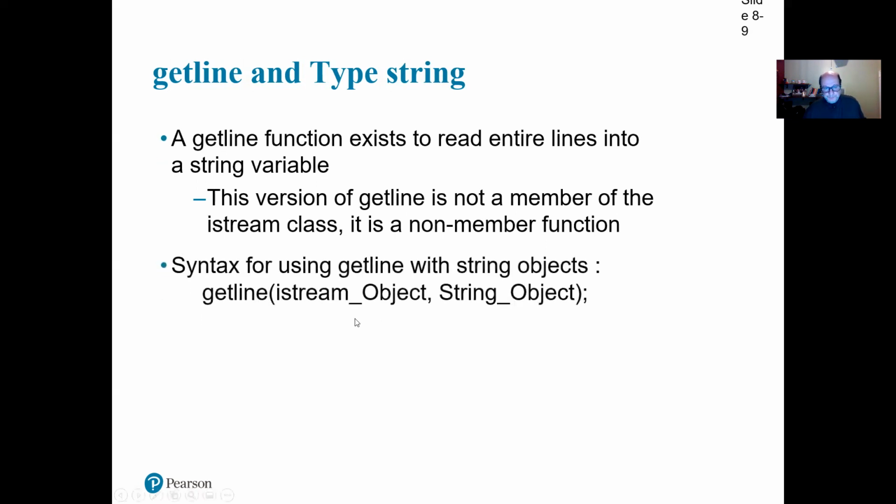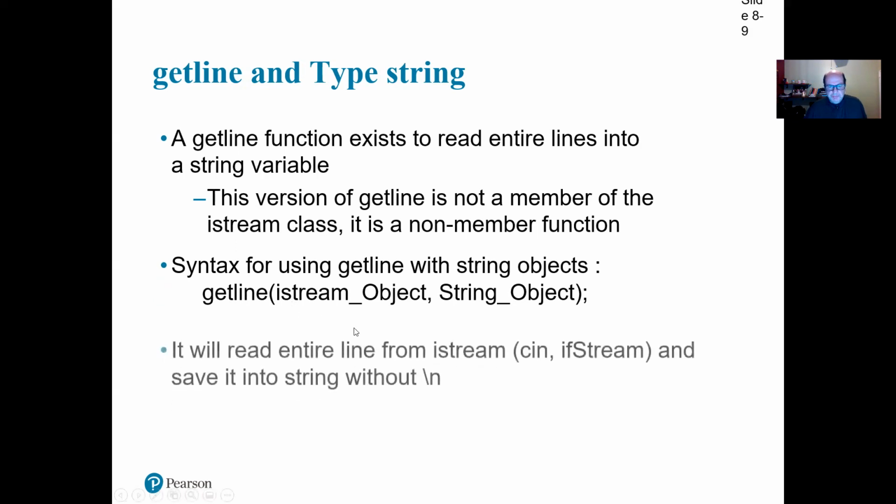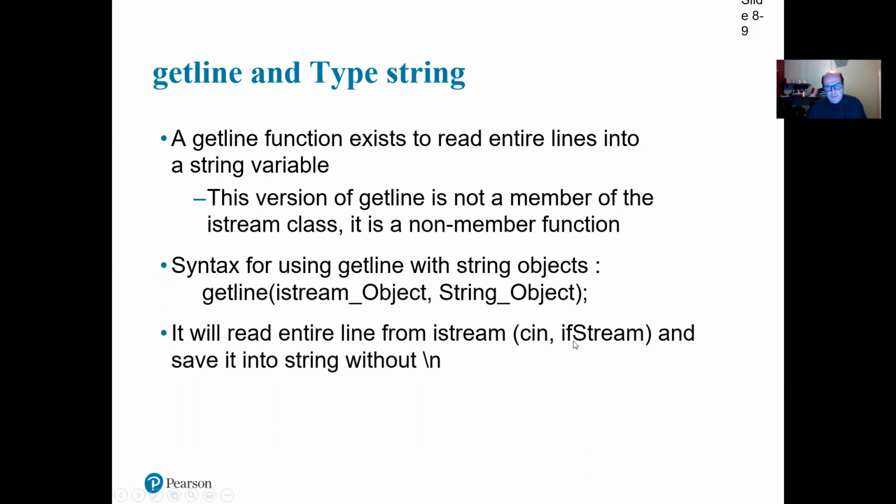So the way it's going to work is we have the getline, we have an istream, and we have a string object. We talked about the istream earlier, and that is going to be like cin or infile, and it can be a type of ifstream. The string object is the string that you're going to put your whole line in. So I can create a string called line, and I put the whole line in it.